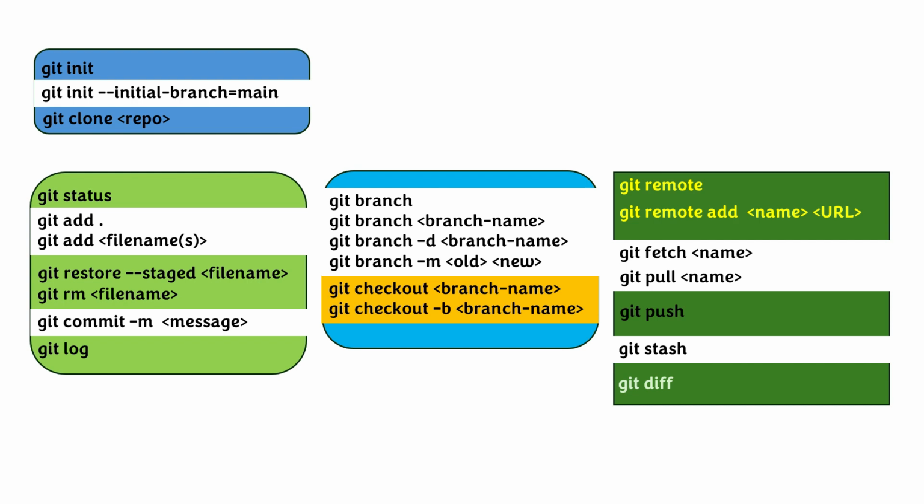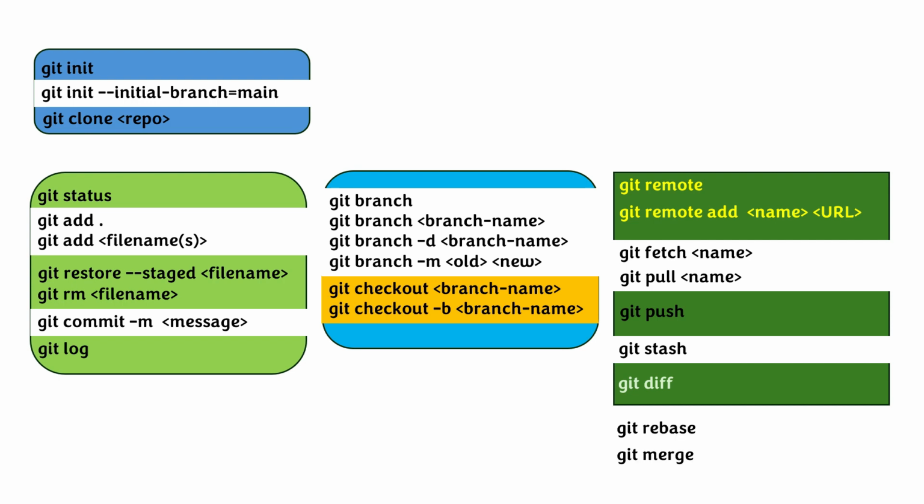Then the git stash command. It is used when we want to record the current state of the working directory and the index, but want to go back to a clean working directory. Then another important command is the git diff command, which shows changes between different commits, or the working directory and the staging area.